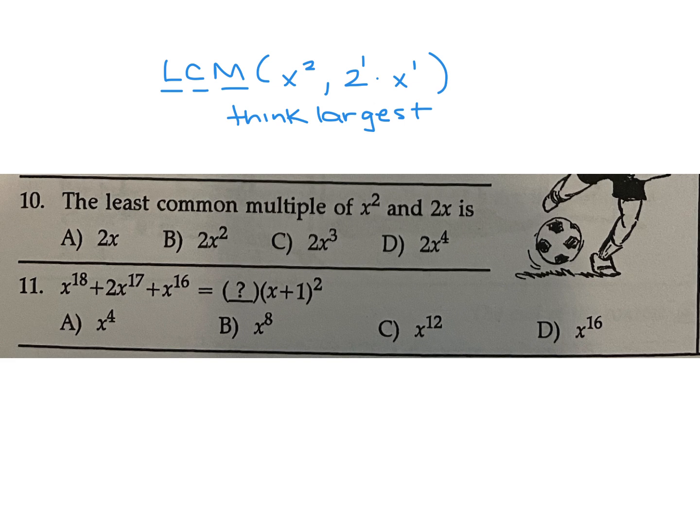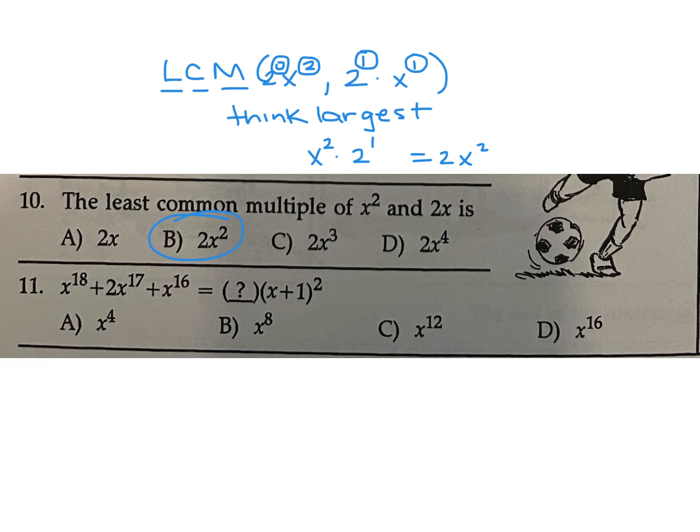So for x, the largest is 2, because we have a 2 here and a 1 here. So of those, the largest is 2. The only other prime number is 2. And, well, here technically it's 0 because there is no 2. So between this 0 and this 1, the largest is 1. So that is the LCM, which basically would be 2x squared. And therefore, number 10, the answer looks to me like B.